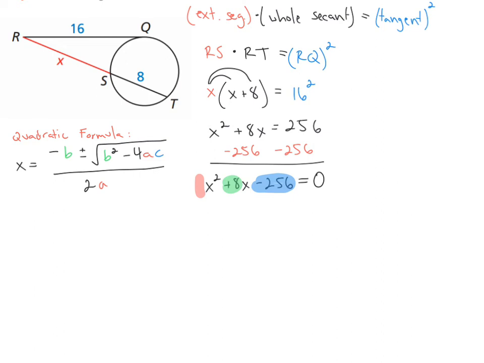So once more, substituting this all in because our goal is to find x. x is equal to negative 8 plus or minus the square root of 8 squared minus 4 times 1 times negative 256. All of this gets divided by 2 times 1.